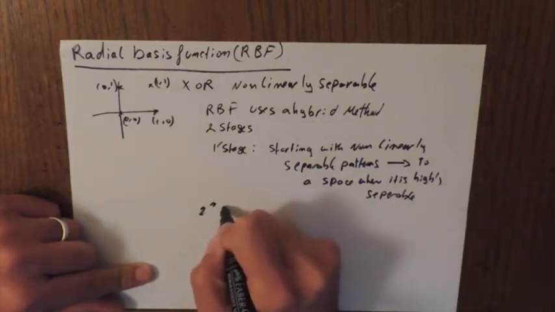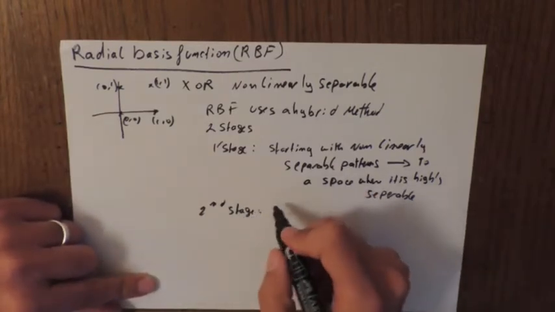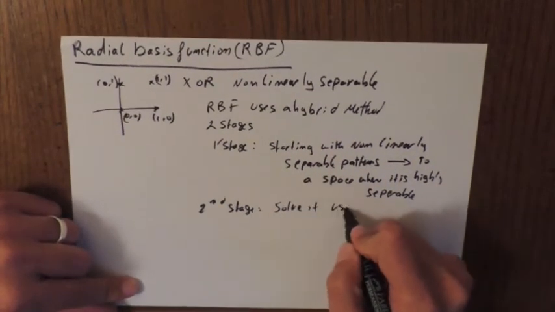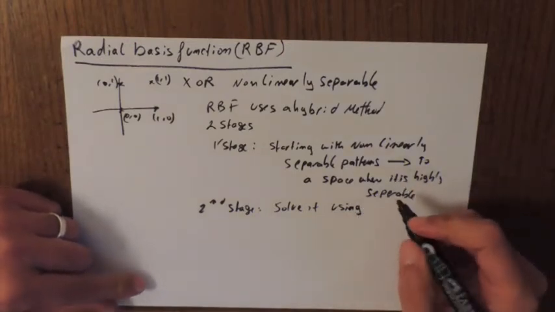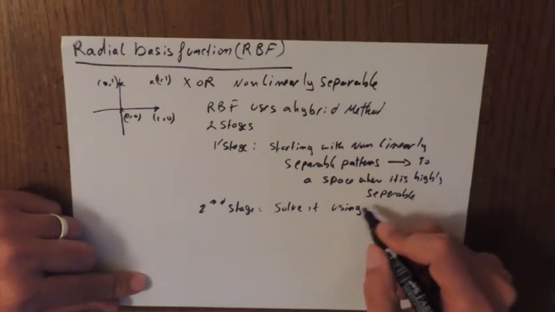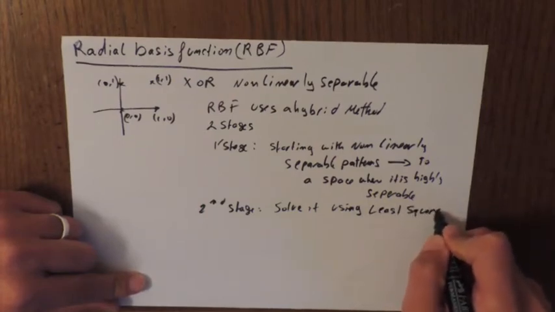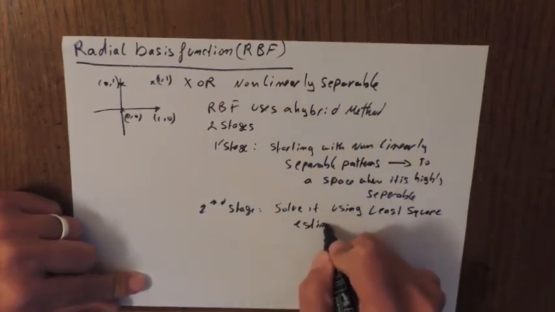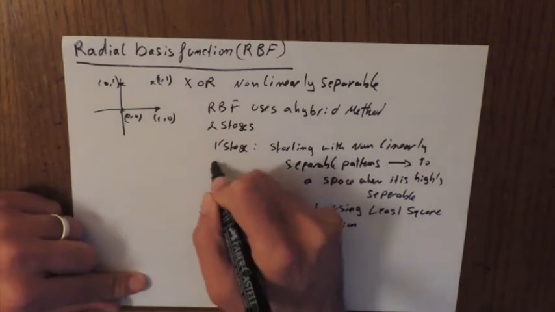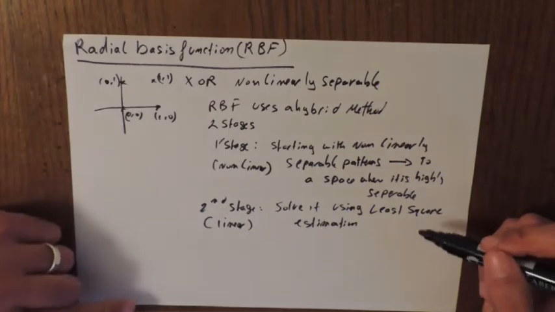And the second stage, what we're trying to do is solve it. Once it's linear, we can solve it using classical approaches for classification problems. So in this lecture we're going to use least square estimation. Remember, here it is linear and here it is non-linear. So RBF relies on these two stages.